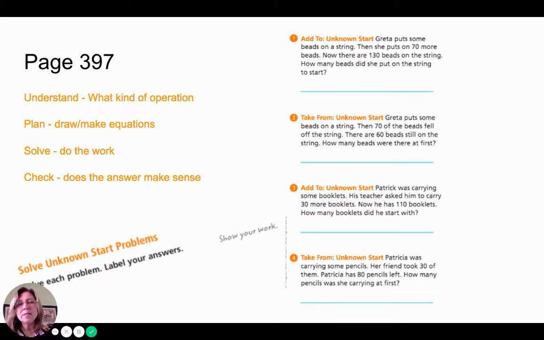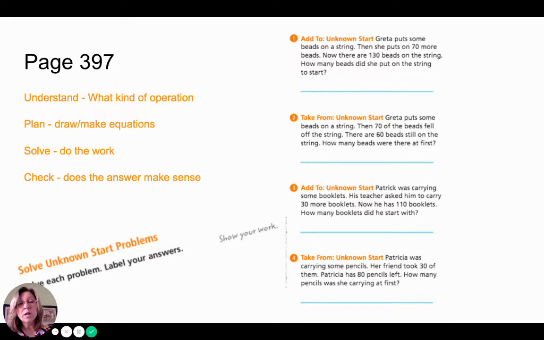Greta put some beads on a string, and then she puts on 70 more beads. Now there are 130 on the string. How many beads did she put on the string to start? So we don't know how many she started with. She adds 70 more and she ends up with 130.